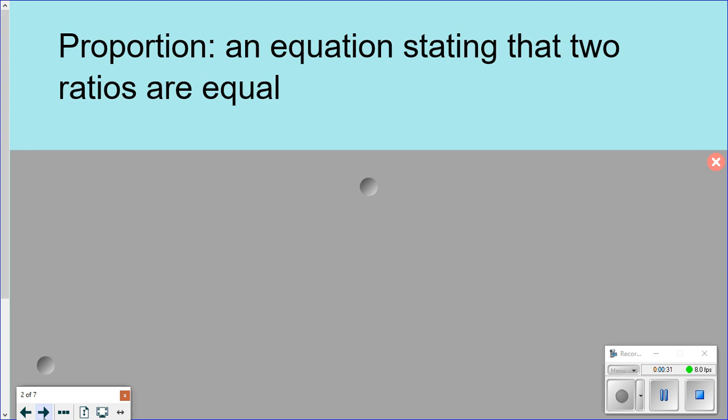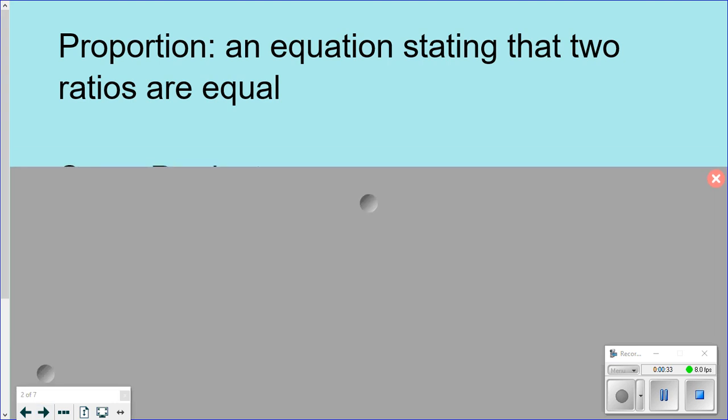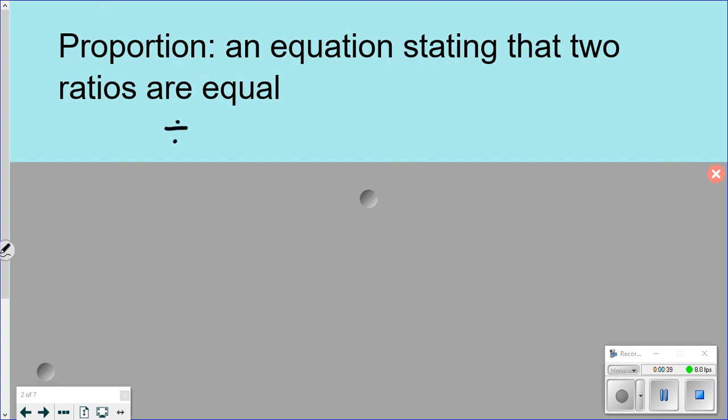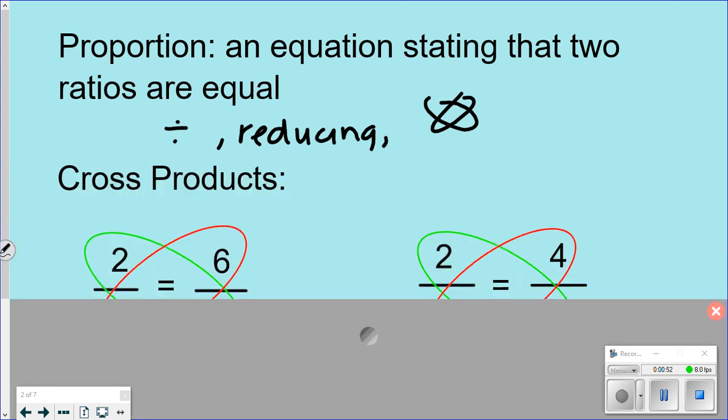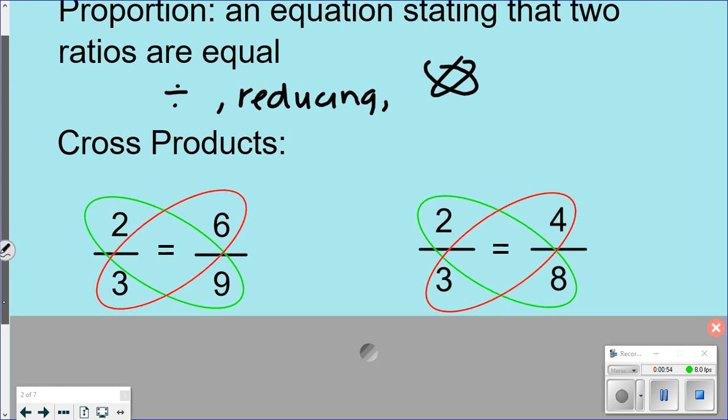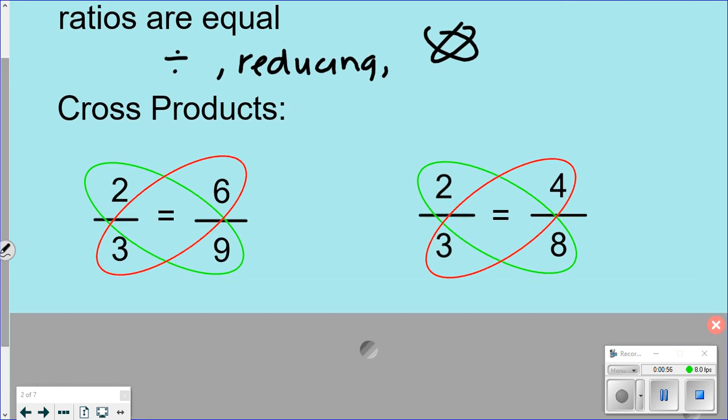Now, what are 3 ways we can tell if something is in proportion again? You can tell by dividing. You can tell by reducing. And you can tell by the butterfly method, kind of what we did the other day. We're going to use a few of these ways again today to actually solve proportions. So, one thing I want to touch on quickly again is that butterfly method.